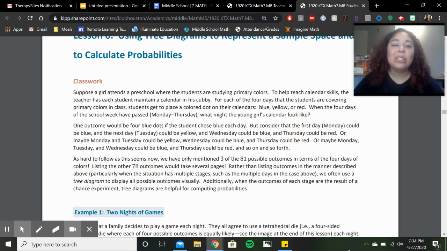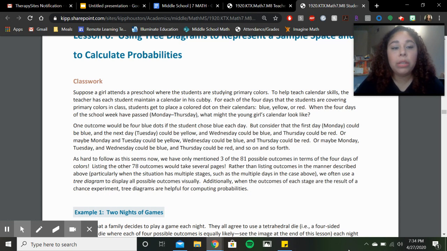Hello. So we've been talking about probability and sample space and outcomes and events and how probability is any number from 0 to 1. So I'm going to read this paragraph for you. And then we're going to discuss a little bit more the importance of sample space and this new concept that we're going to learn today.